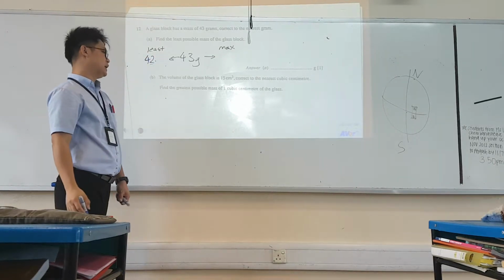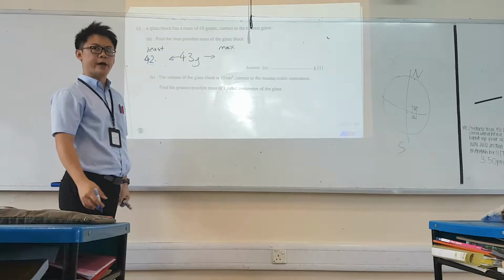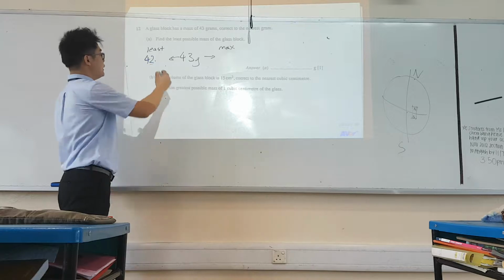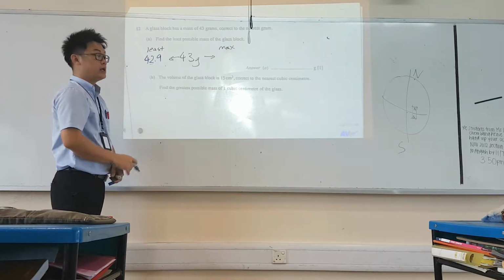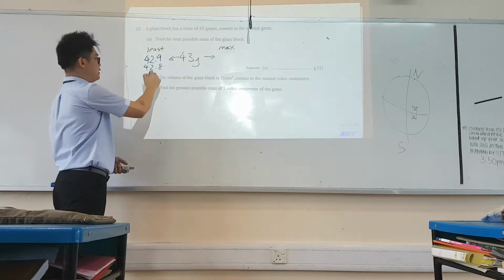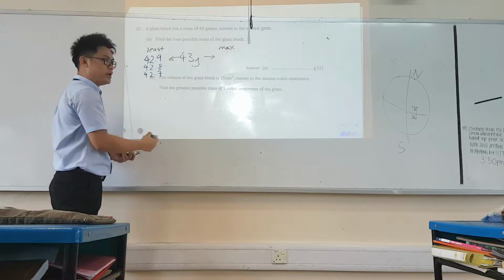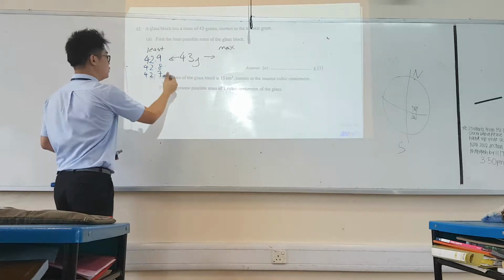It's rounded to the nearest gram, meaning in this case the nearest whole number. So it will be 42.5. If you say 42.9, the most, can it be 42.8? Yes. But if you say 42.8, can it be 42.7? Yes. So you go all the way, the least will be 42.5.